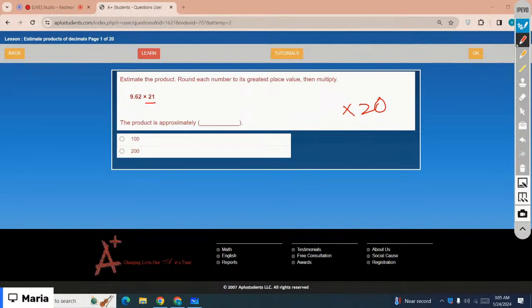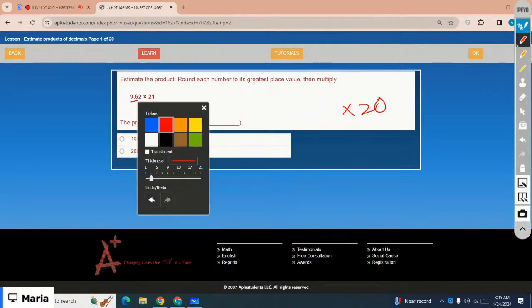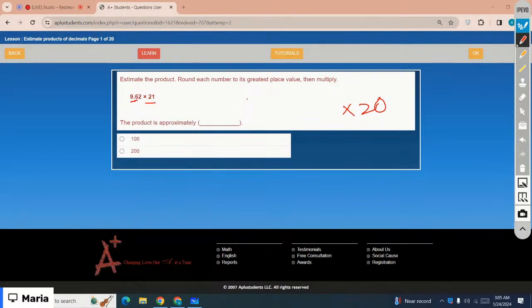Now you have to round off the decimal, that is 9.62. So the very first digit right after decimal is 6, right? And 6 is greater than 5. When the first number is greater than 5, you have to round up. Round up means 9.62 is rounded off to 10. Got it? And 10 times 20 is 200. The correct option is 200. Got it? Ten times 20 is 200. The correct option is 200.